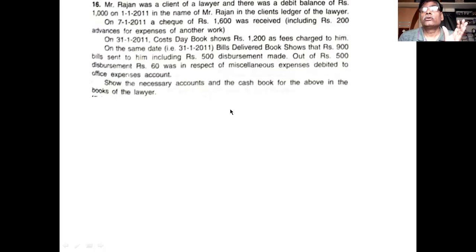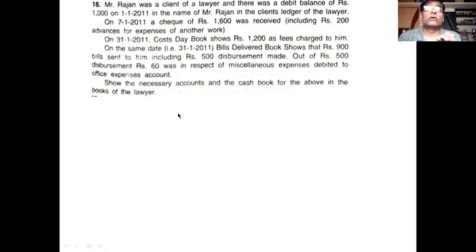So here you have to open the cash book first. In the cash book, there must be two columns, one is the office column, another is the client column. At the same time, you have to open the client account. The client is Rajan, so you open the Rajan account. In the Rajan account also, you have to make two columns, one is office, another is client. Okay. And third, you may open the control account.